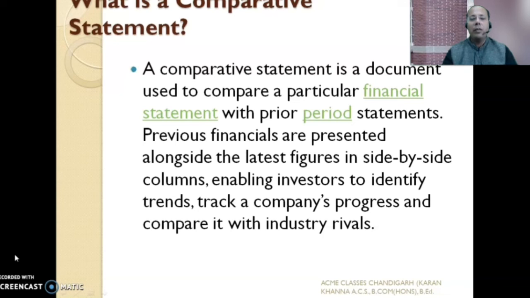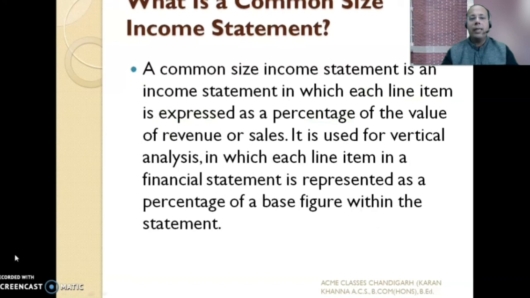To take an example, if I compare the previous year current assets with the current year current assets and the current assets have improved, I can find the percentage change, either increase or decrease, and come to my conclusions as the case may be. Proceeding, what is a common size income statement? A common size income statement is an income statement in which each line item is expressed as a percentage of the value of revenue or sales. It is used for vertical analysis.